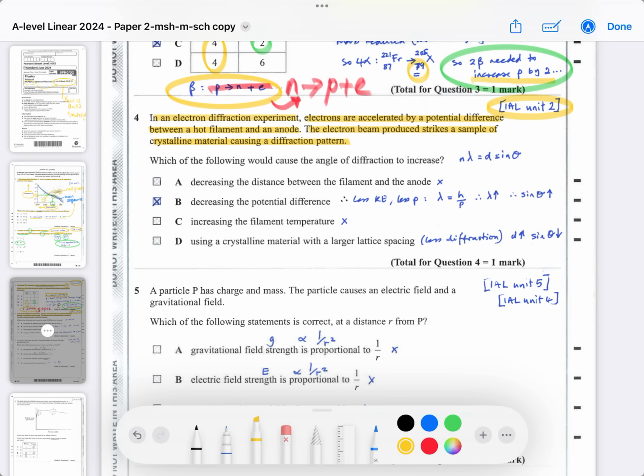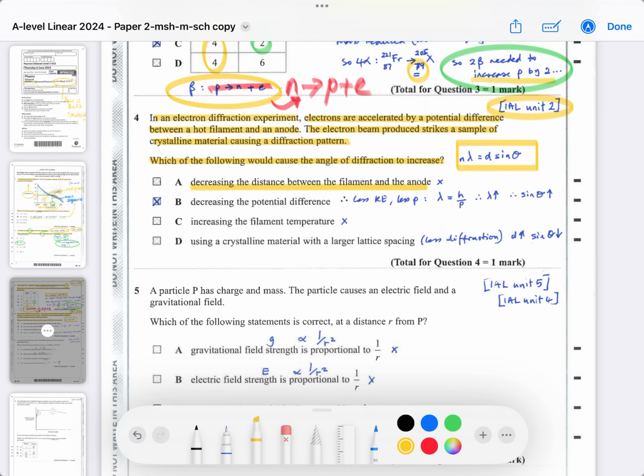Basically the crystalline structure of the material acts like a diffraction grating. So the diffraction grating equation from Year 12, you should remember, is n lambda equals d sine theta. They want you to know which of the following would cause the angle of diffraction to increase. So the angle of diffraction is sine theta. We want to see what will make sine theta increase. The first one says decreasing the distance between the filament and the anode.